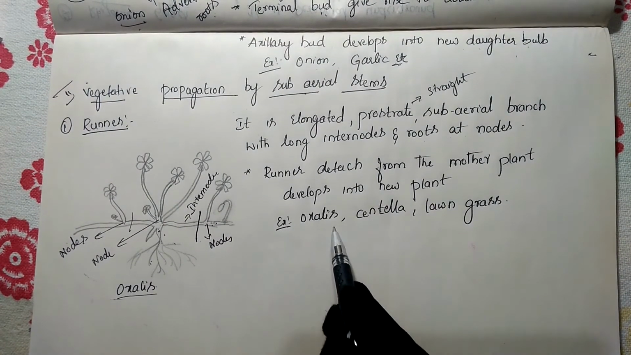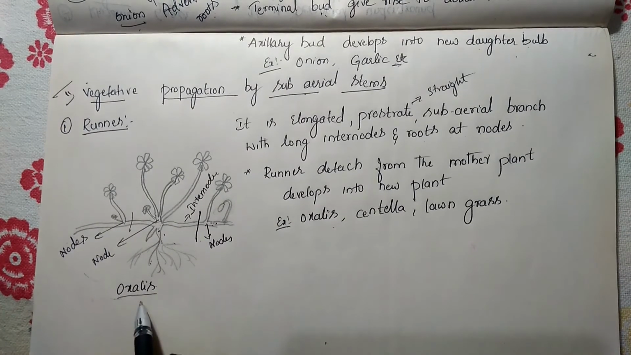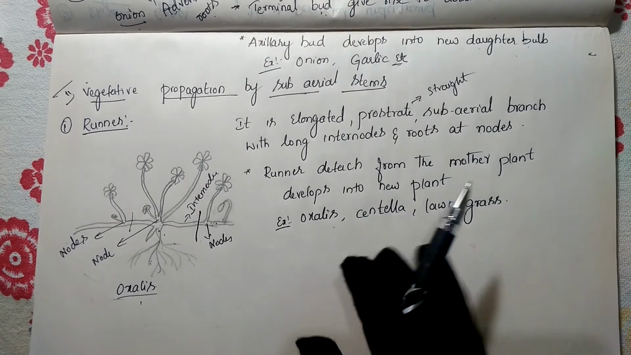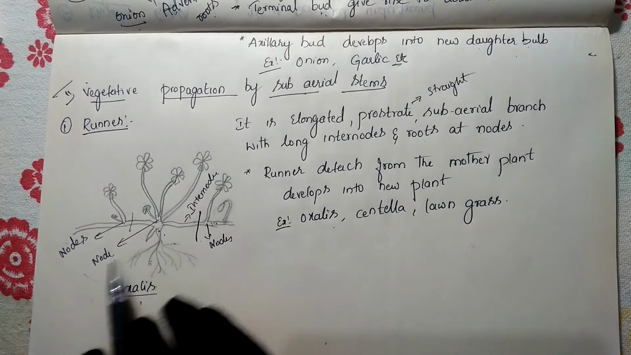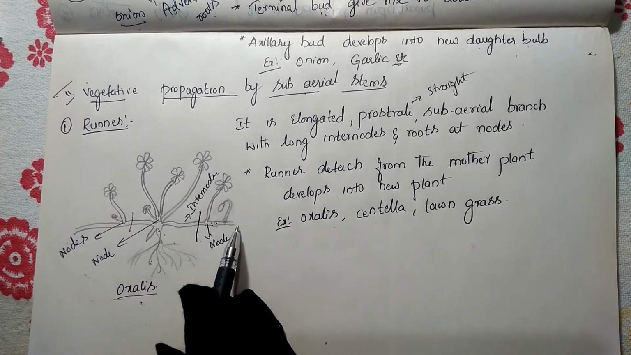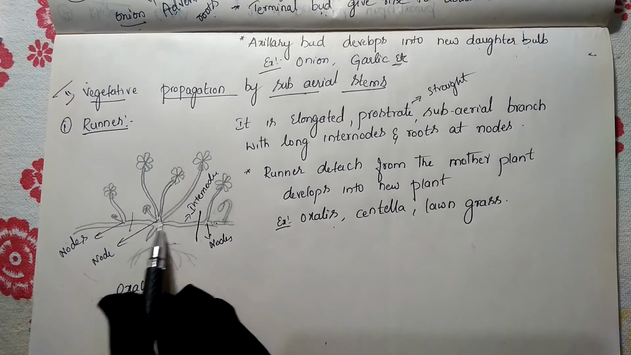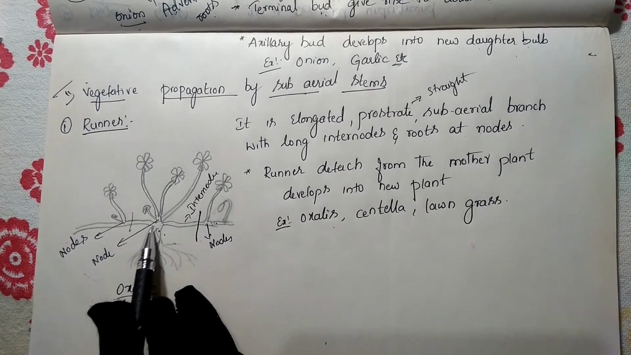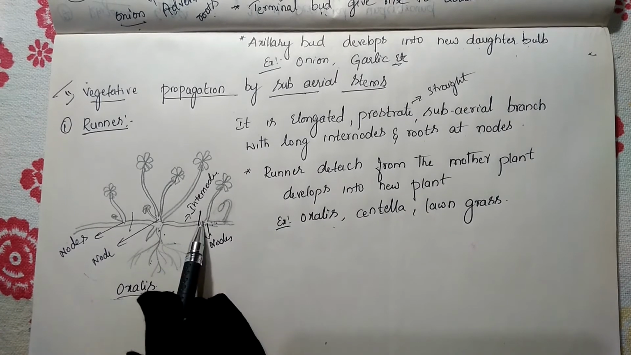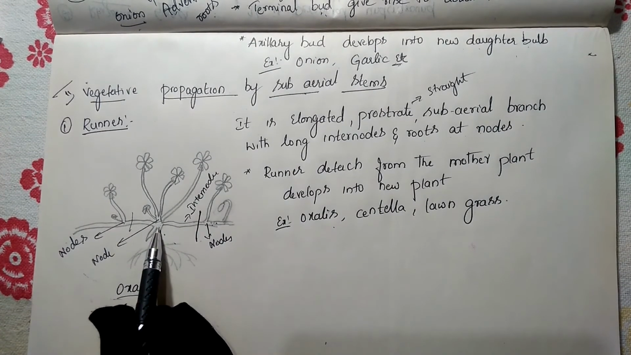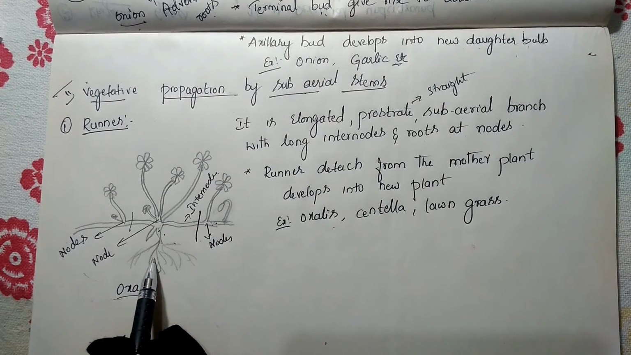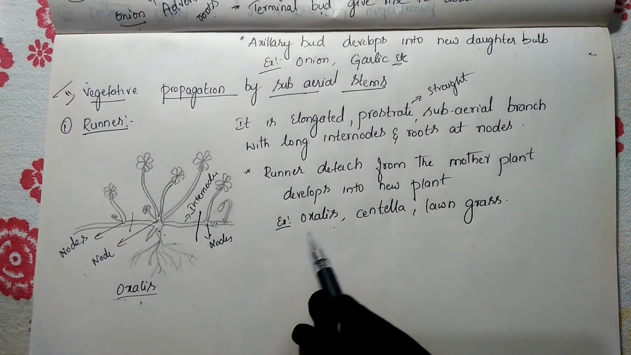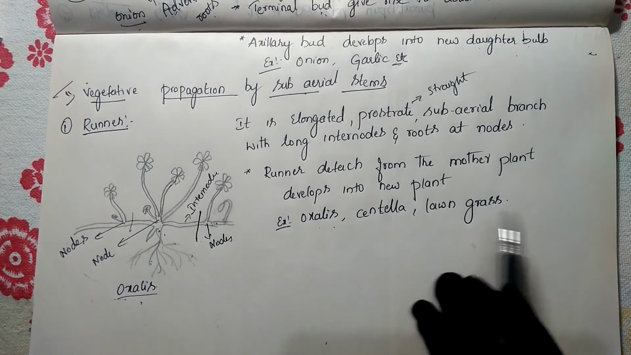So this is about a runner. An example is oxalis. Other plants that have runners are centella and lawn grasses. So what is a runner? A runner is an elongated, prostate, meaning straight, subaerial branch, with long internodes. The long gap is present, and roots arise from the nodal region. When they detach, they develop into a new individual. Examples are oxalis, centella, lawn grasses, etc.